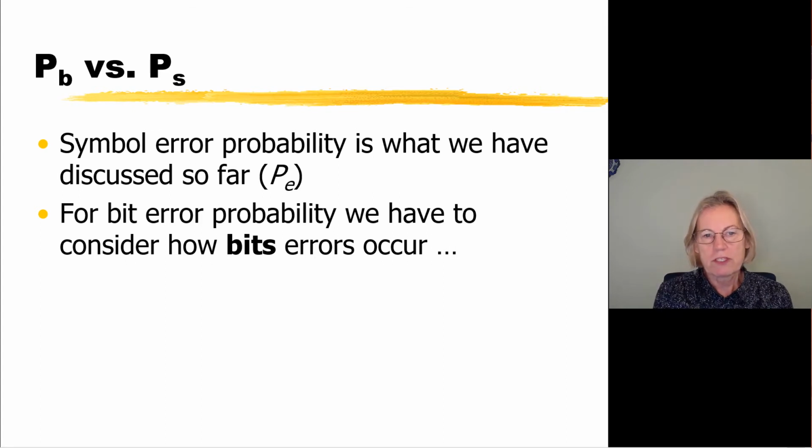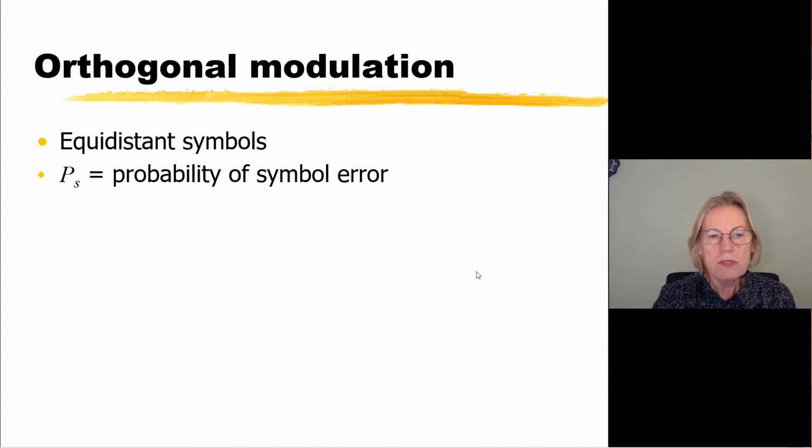So if we want to determine the bit error rate probability, we have to consider how bit errors occur in M-ary signaling. It's going to be different for orthogonal modulation and non-orthogonal modulation. That's the first thing. Let's start with the easier case, I think, of orthogonal modulation. Orthogonal modulation has equidistant symbols. I'm assuming that they all have equal power. They're orthogonal and equal power, in which case they are equidistant, such as MFSK.